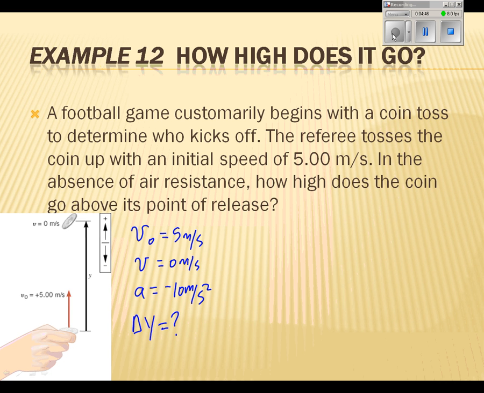Well, in this problem, we can notice that there's no time involved here. So we're going to use equation number 6 that says v squared equals v0 squared plus 2a delta y. And so we start plugging in our values.